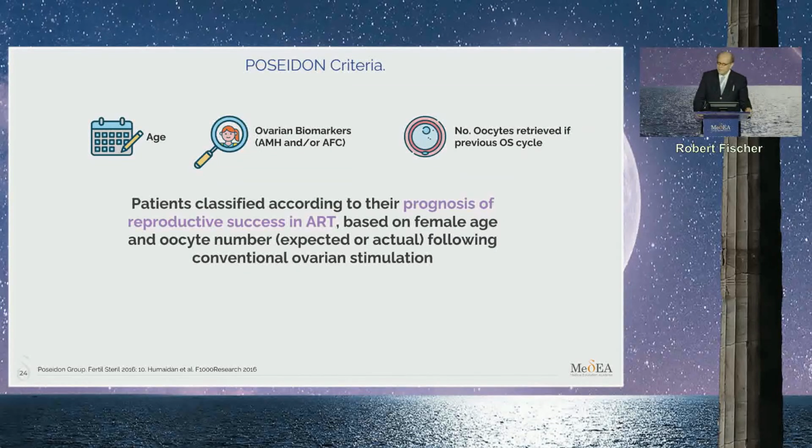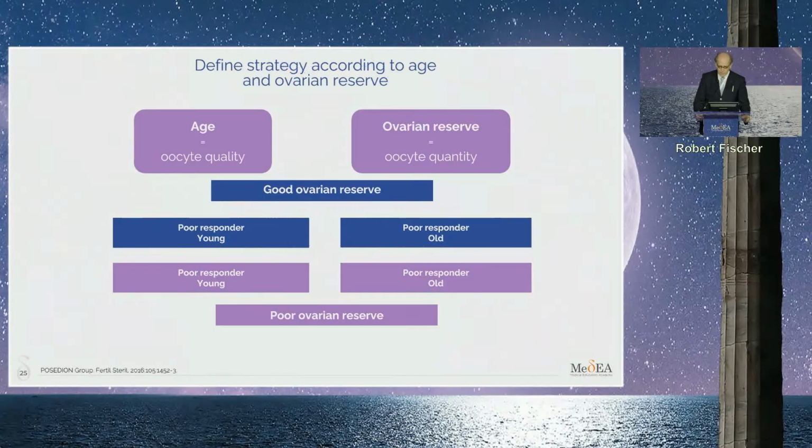So taking all this information together, the age of the patient, biomarkers of ovarian response, and, if we have the information, previous cycles and outcomes, or if we want to use testing for polymorphisms of the receptors or the molecules, we can put all this information together in order to classify our patients into the different prognosis groups that we are going to learn.